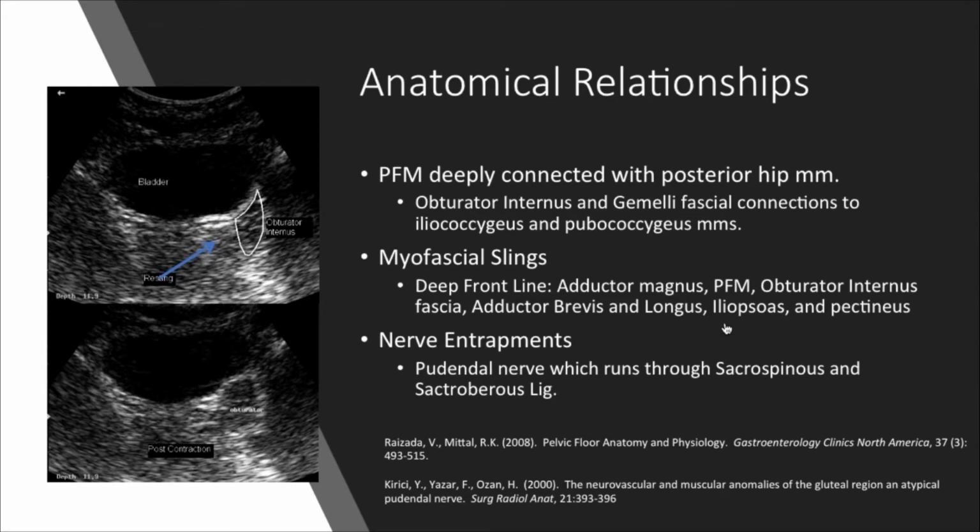And then looking at our myofascial slings, if you go back to the deep front line and look at where the fascial connections of certain muscles in the lower extremity are, you have your adductor magnus, your pelvic floor muscle, obturator internus fascia, adductor brevis and longus, your psoas, and your pectineus. So again, all of these muscles are common offenders with people who have hip issues, who have low back issues. So these are all interrelated and connected tissue that you want to assess properly.